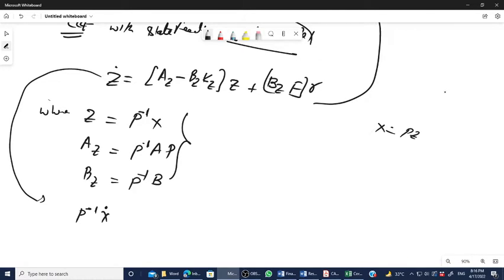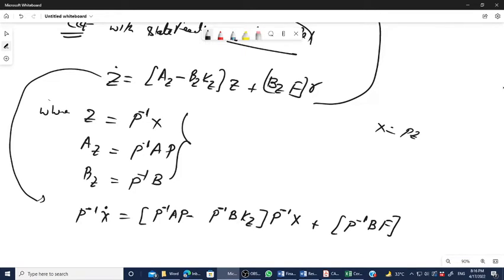And what is Az? Az is equal to P inverse AP, minus Bz equals P inverse B, into Kz, and z equals again P inverse x, plus this is P inverse B into F into r. Try to solve this equation.